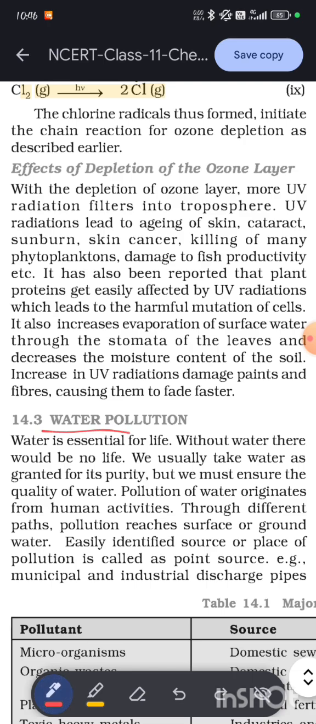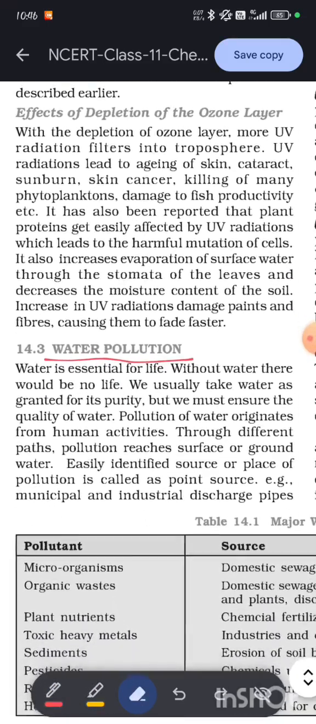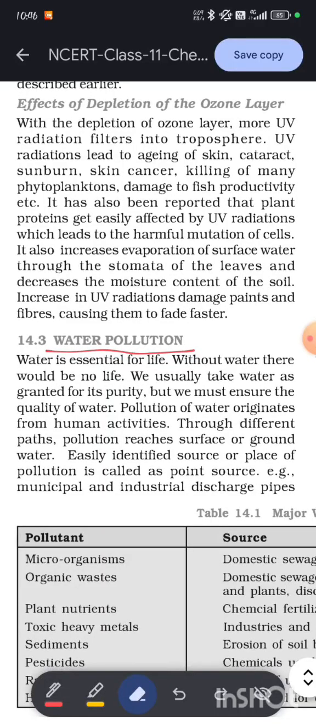Then the next topic is water pollution. Water is essential for life. Without water, there would be no life. We usually take water for granted for its purity, but we must ensure the quality of water. Pollution of water originates from human activities through different paths. Pollution reaches surface water or groundwater.